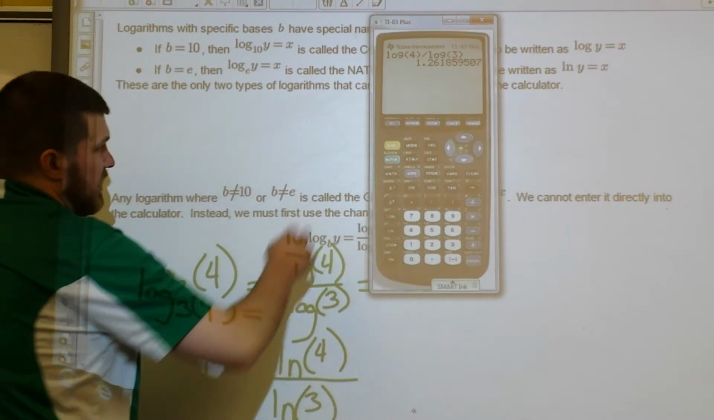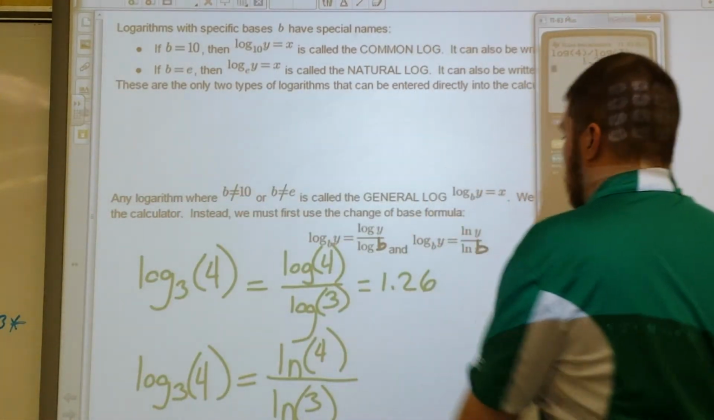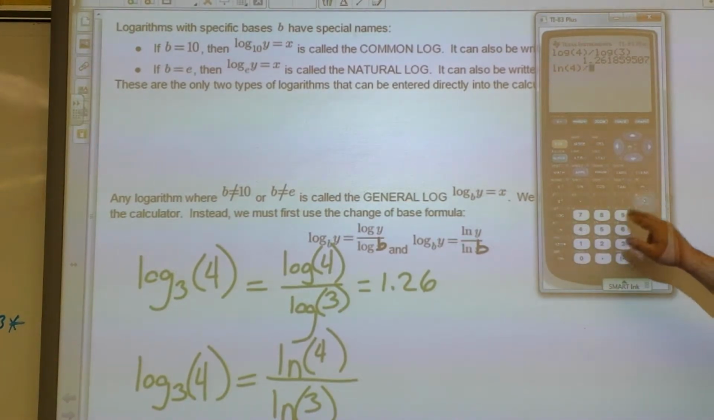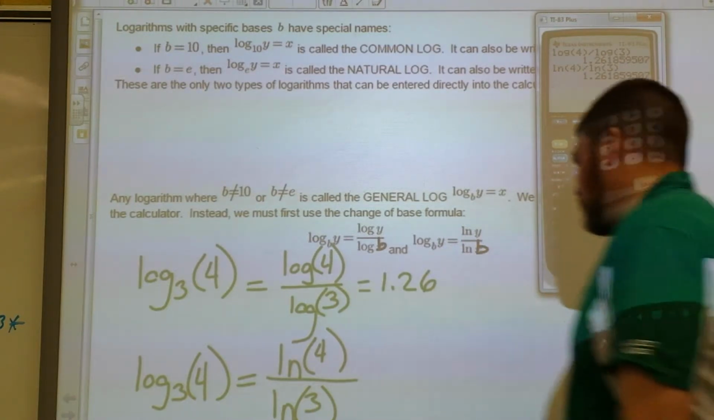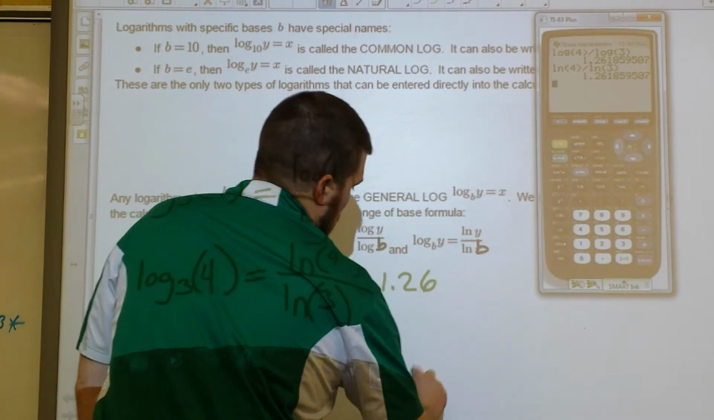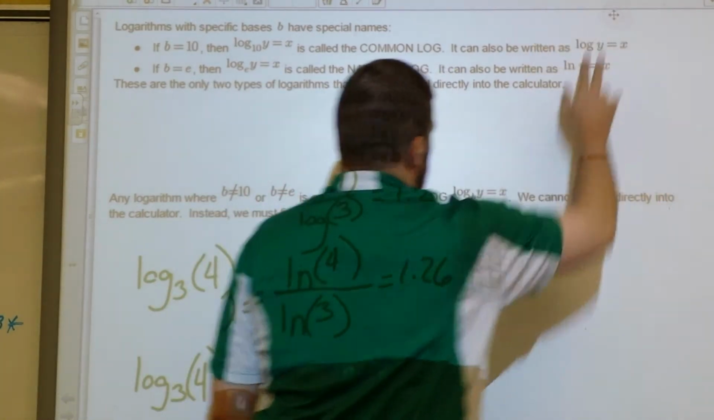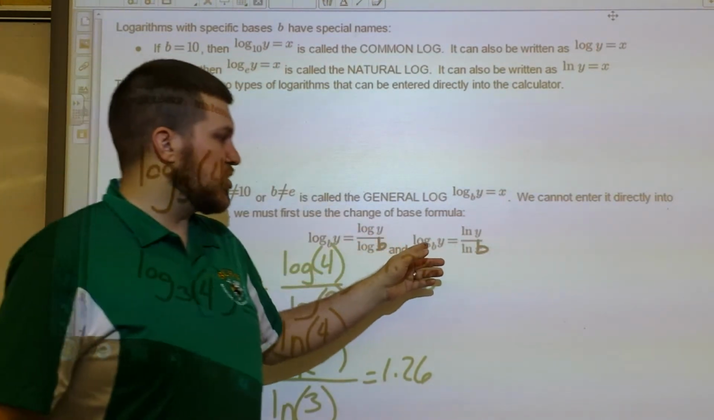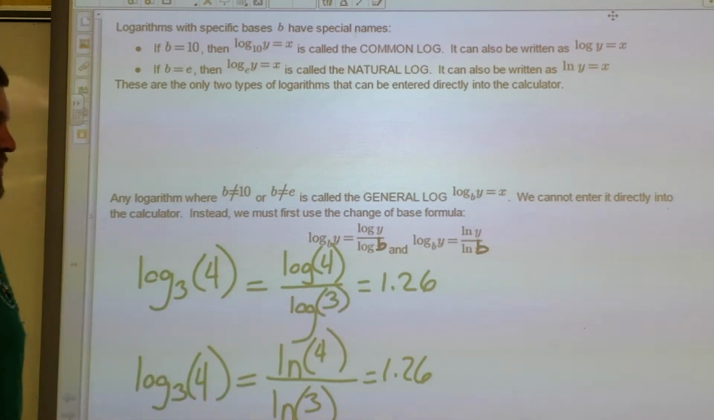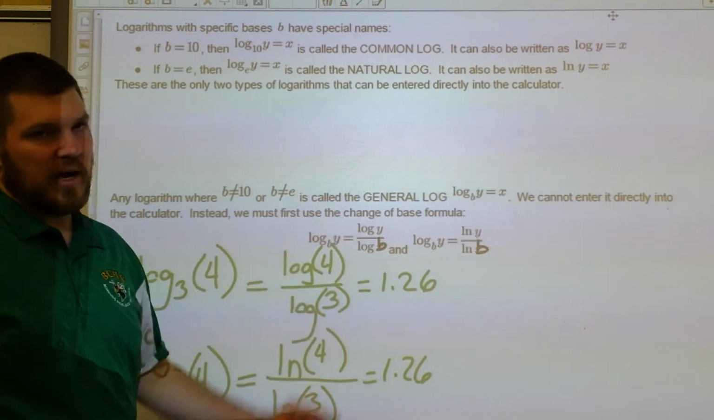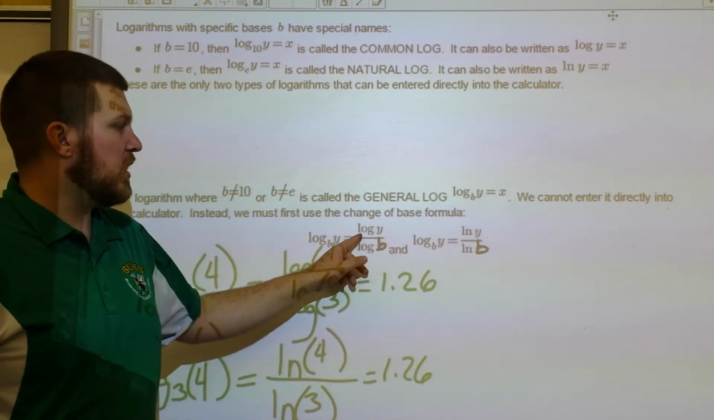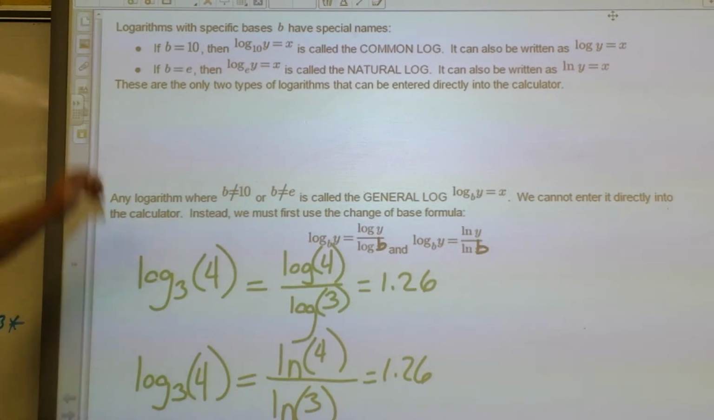What should happen is that I should end up with the exact same decimal that I got for the common log. So natural log of 4 divided by natural log of 3, hit enter, and I get the exact same decimal, 1.26. My point with this example is that it doesn't matter if you rewrite your general log using common logs or natural logs. You're going to come out with the exact same decimal. The only thing you cannot do is mix and match. You cannot mix up common logs with natural logs. Stay with common logs or stay with natural logs, whatever you like better.